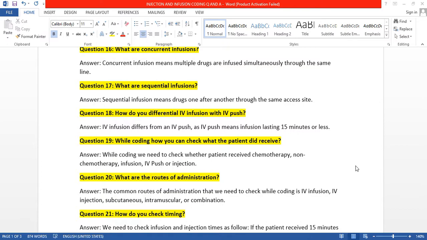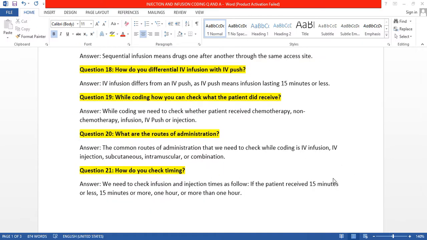Guys, these definitions are very important in interviews. Just try to remember these answers. Question 17. What are sequential infusions? Answer. Sequential infusion means drugs one after another through the same access site. Here simultaneously means at a time. This one, sequential, means one after another.